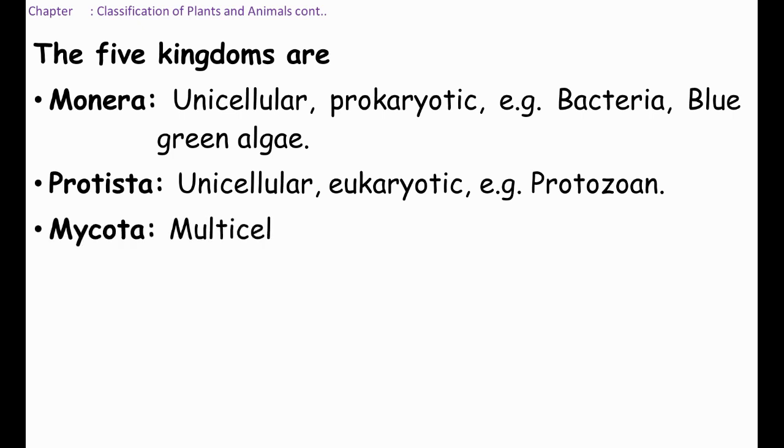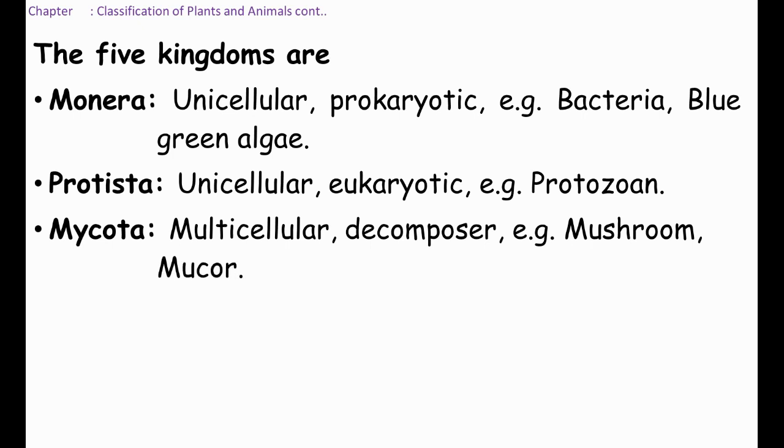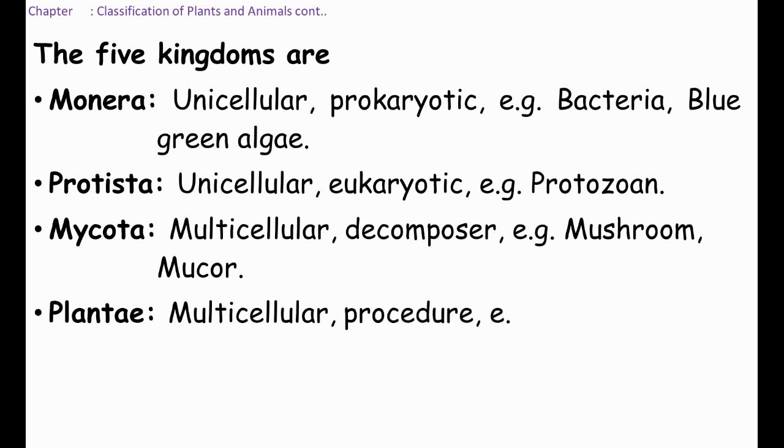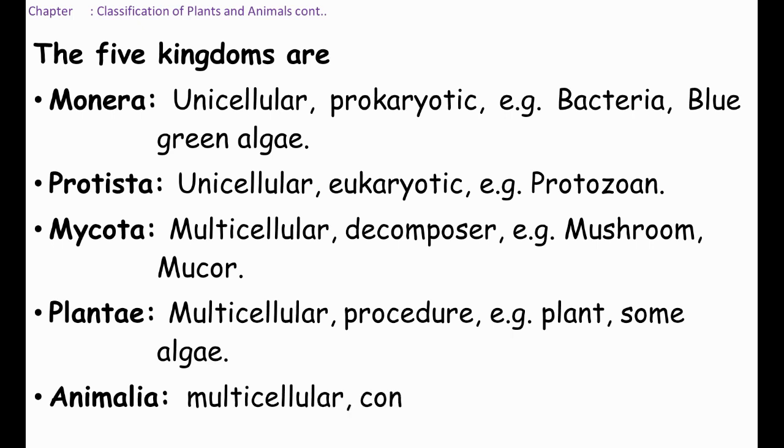Next one, Mycota. It is also known as kingdom Fungi, which includes multicellular decomposers. Example, mushroom. They are heterotrophs; they cannot prepare their own food. Next one, kingdom Plantae. It includes multicellular organisms as well as producers, autotrophs. Example, all green plants, algae. And last one is kingdom Animalia. It includes all multicellular animals, all multicellular consumers, all multicellular heterotrophs. Example, all animals, human beings, birds, cow, buffalo, etc. These are all included in kingdom Animalia.